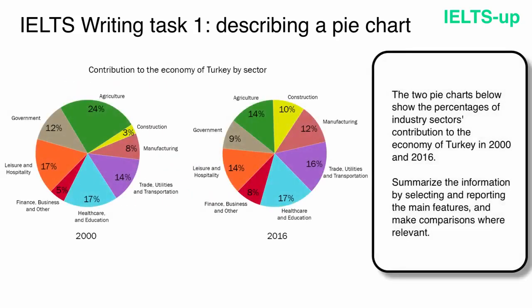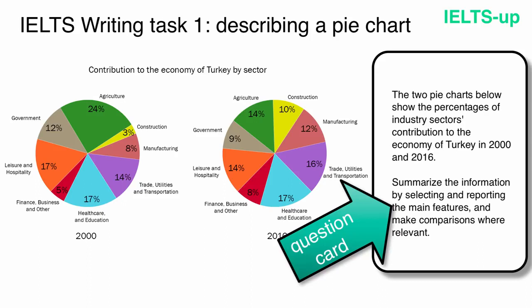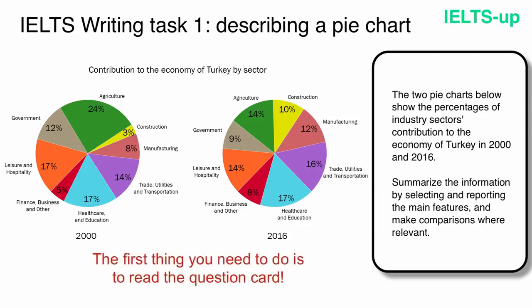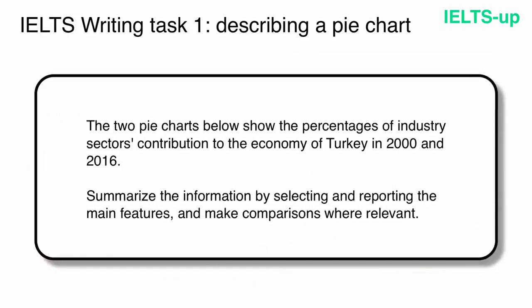So, this is an IELTS writing task 1 sample. You have a pie chart to describe, and you have a question card with some important information about your chart. The first thing you need to do is to read the question card. Let's do it together. The two charts below show the percentages of industry sector's contribution to the economy of Turkey in 2000 and 2016. Summarize the information by selecting and reporting the main features and make comparisons where relevant.